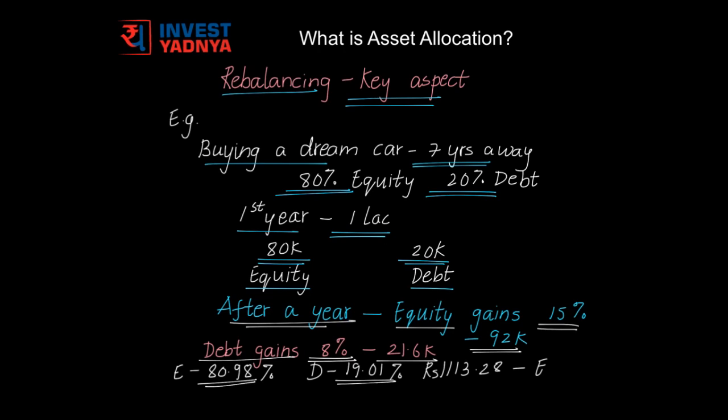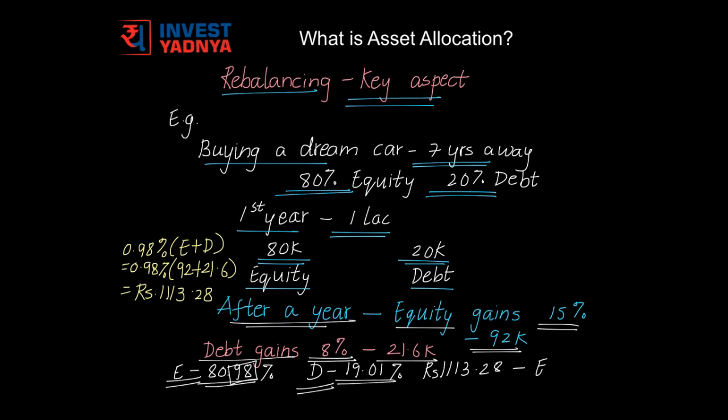So, you would have to sell the asset class which has gained, which is equity in this case, and invest into the asset class which has gone down, which is debt in this case, to regain your original asset allocation. So, in terms of numbers, you would have to sell across 0.98% of your total allocations from the equity part and invest the same into debt to regain your original asset allocation of 80% equity and 20% debt.